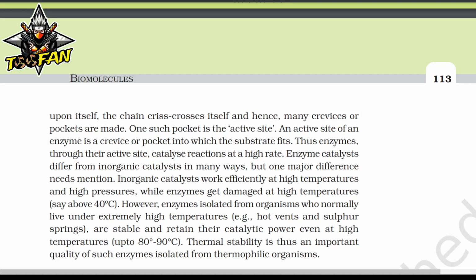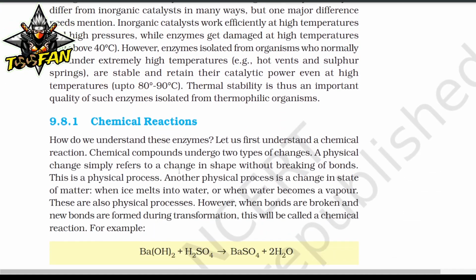Inorganic catalysts work efficiently at high temperatures and high pressures, while enzymes get damaged at high temperatures. However, enzymes isolated from organisms that normally live under extremely high temperatures, for example hot vents and sulfur springs, are stable and retain their catalytic power even at high temperatures. Thermal stability is thus an important quality of such enzymes isolated from thermophilic organisms.